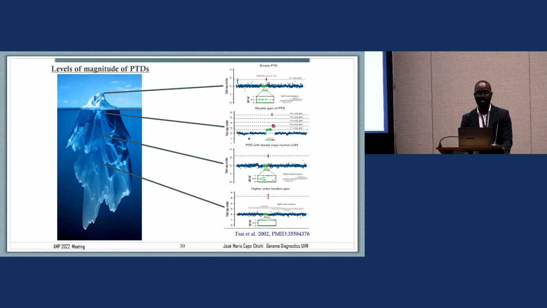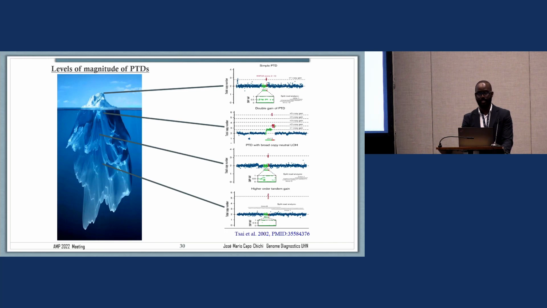When we started this project, this was my vision of KMT2A PTD. I thought that it would just involve a simple duplication between exon 2 to 10 of the gene, but there's now more and more evidence showing that more complex PTDs are happening out there. And I think that NGS will definitely help in resolving this type of complex rearrangement.